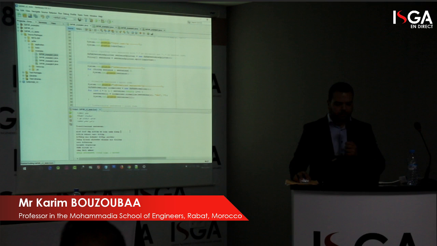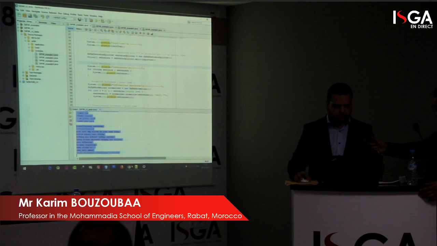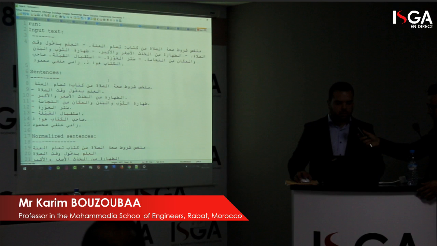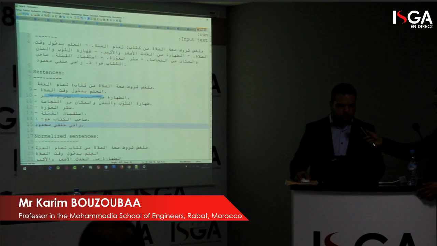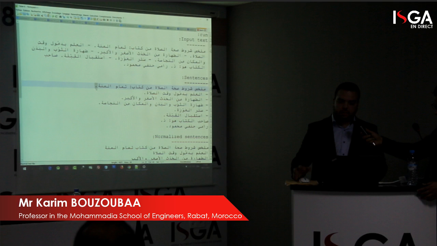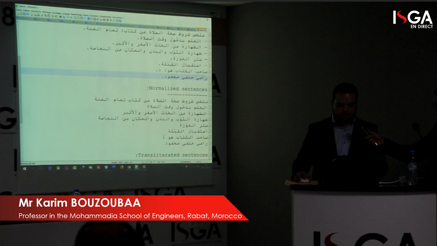I will get this output. So the output of this processing is, you have the input texts, you have the sentences. As you see, the default delimiter is the dot, is the point. So the Safar sentence splitter splits the text according to the dot and returns all your sentences. Then we normalize the sentences by removing any characters such as punctuation. And the last step is the transliteration.